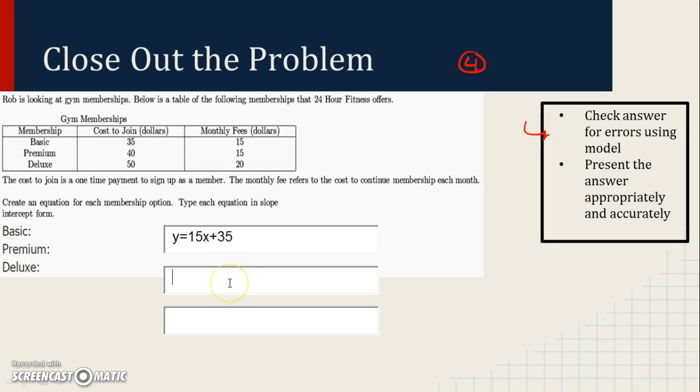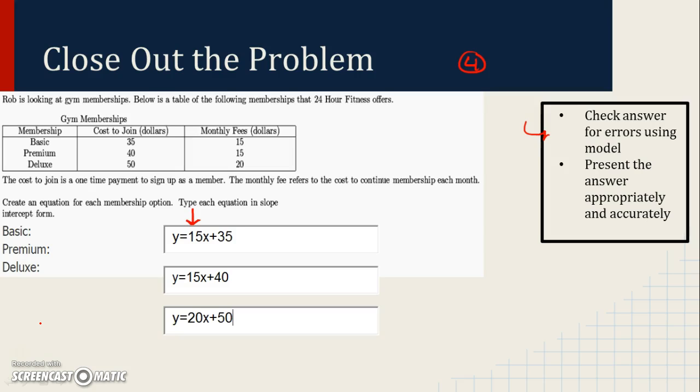And then for the premium membership, we know that the total cost, Y, equals the rate, which is $15 a month, times the number of months we go, plus $15. Well, he meant to say 40. 15 is the rate of change, 40 is the cost to join. And then the last one, the deluxe membership, is $20 a month, times the number of months we go, plus $50 to sign up.